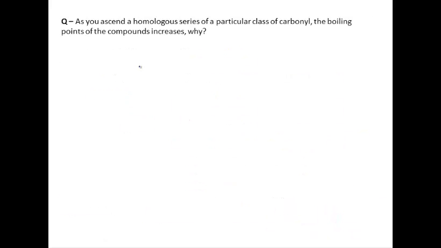So last question, as you ascend a homologous series of a particular class of carbonyl group, the boiling points of the compounds increase. Why? This isn't actually very much linked to your understanding of carbonyl groups. It's trying to bring you back to some chemistry you've previously learned. So there's a few words that you need to be able to understand here. The first one being homologous series. What does that mean? And what does boiling point, what part of chemistry is your boiling point being linked to? So in the first case, you need to think homologous series.